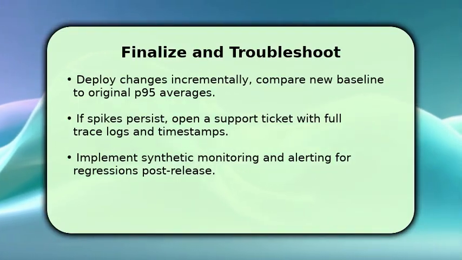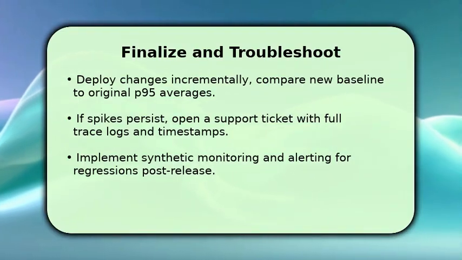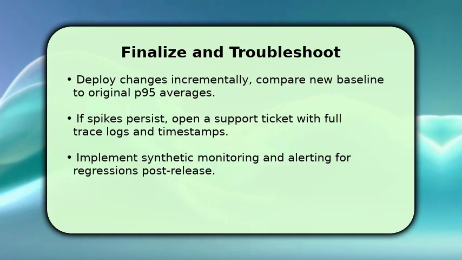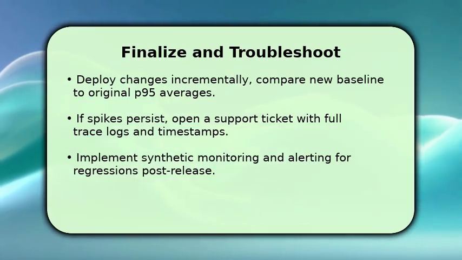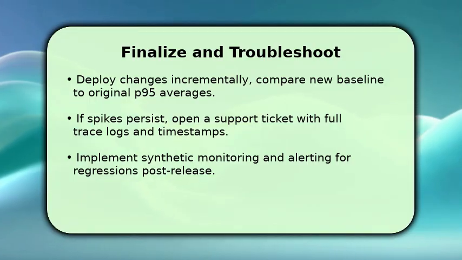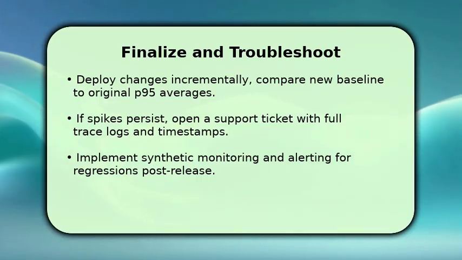If latency spikes persist, prepare a focused support ticket. Include trace logs, exact timestamps, sample request ID, and region metadata so the API team can reproduce. Make sure to add synthetic monitoring and alerts to catch regressions early.